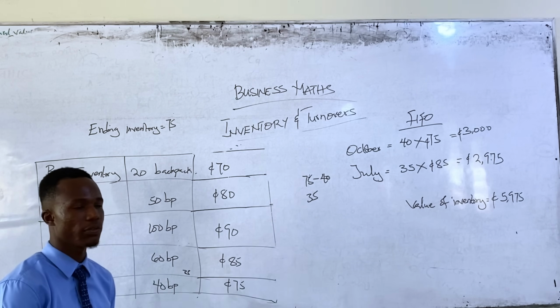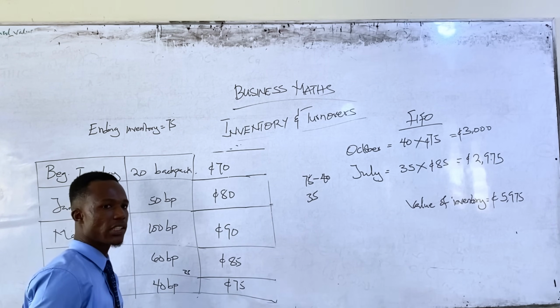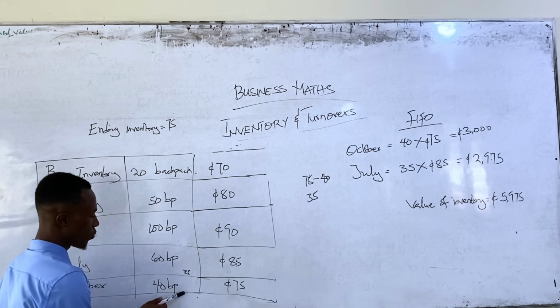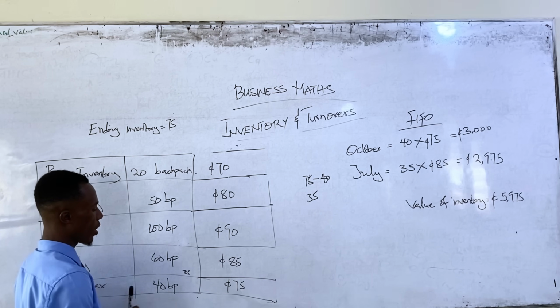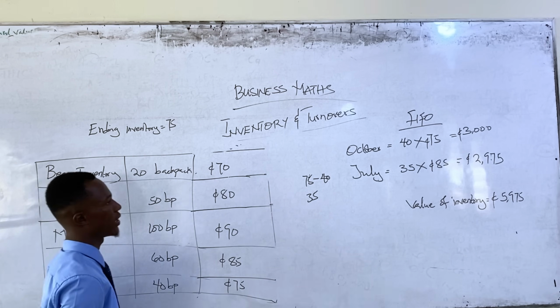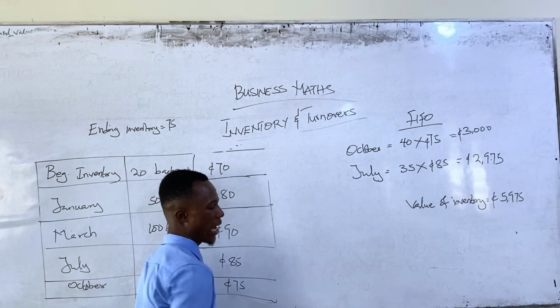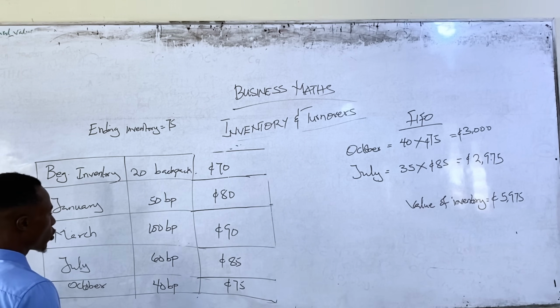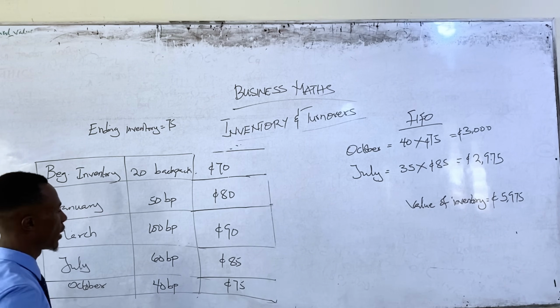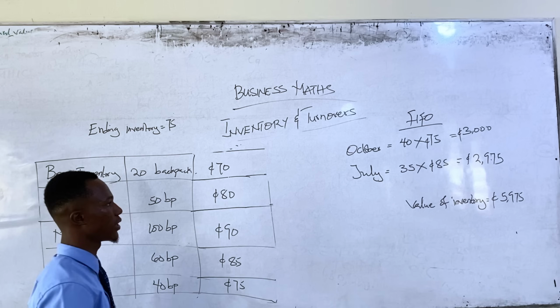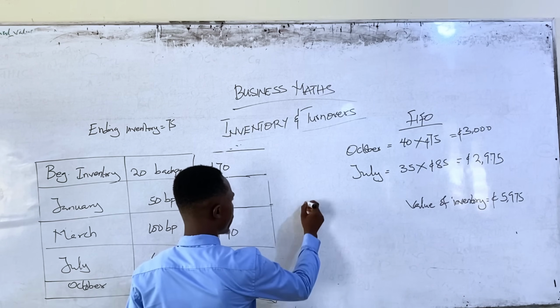You are done calculating for what? FIFO. So don't forget FIFO: you start calculating from down here, and you come up. So that is it for FIFO. Now let's calculate another one under FIFO and see. Suppose we have 115 backpacks left. So suppose we have 115.